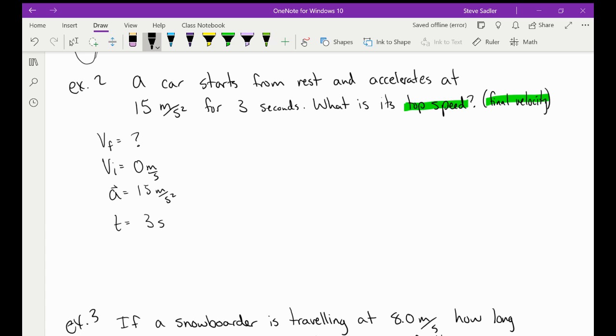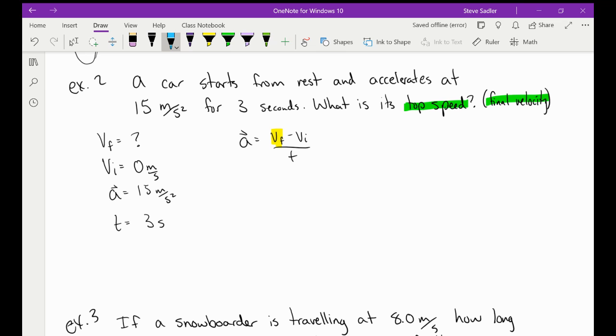So again, we are going to use the acceleration formula. And we do want to write that down. So we are going to say acceleration is equal to v final minus v initial over time. And it's a good habit to manipulate this formula beforehand. I'm trying to solve for v final, so I want to isolate it, get it by itself.